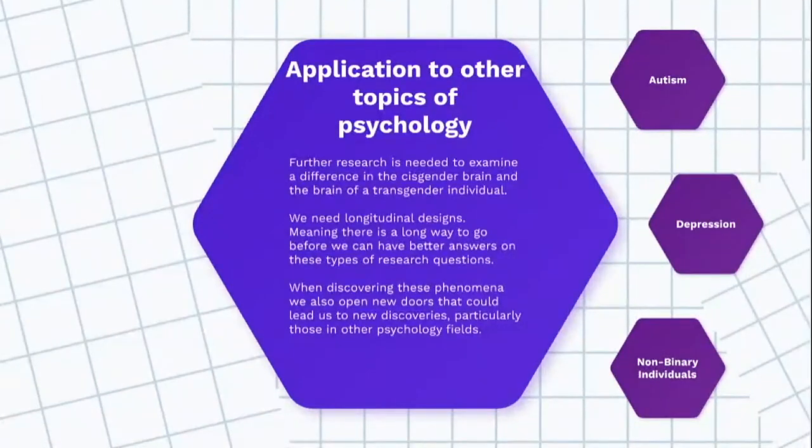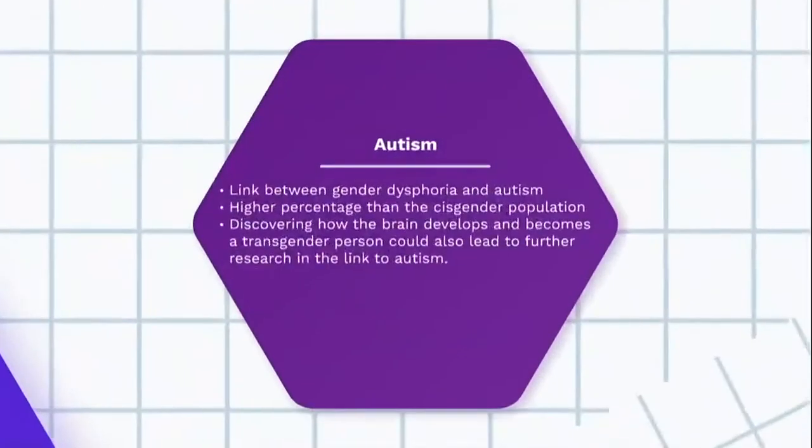Now going into the link with autism. There have been various studies that hypothesize a link between gender dysphoria and autism. While not all transgender people have autism, there is a higher percentage in the cisgender population. Discovering how the brain develops and becomes a transgender person could also lead to further research in the link to autism.